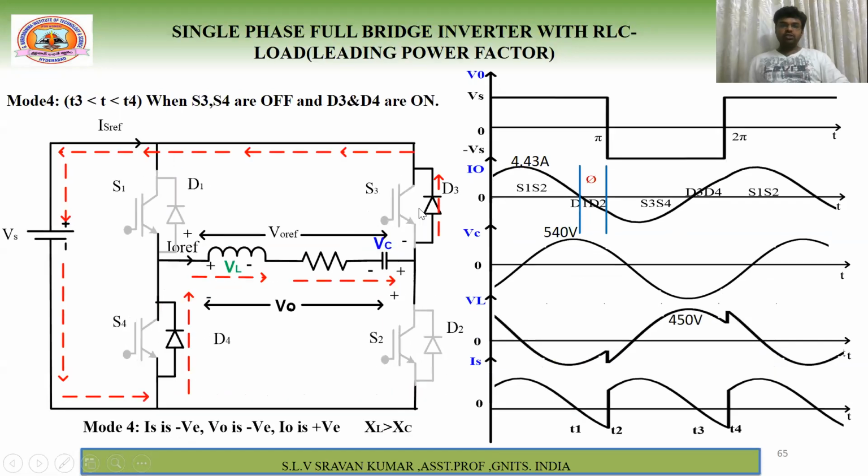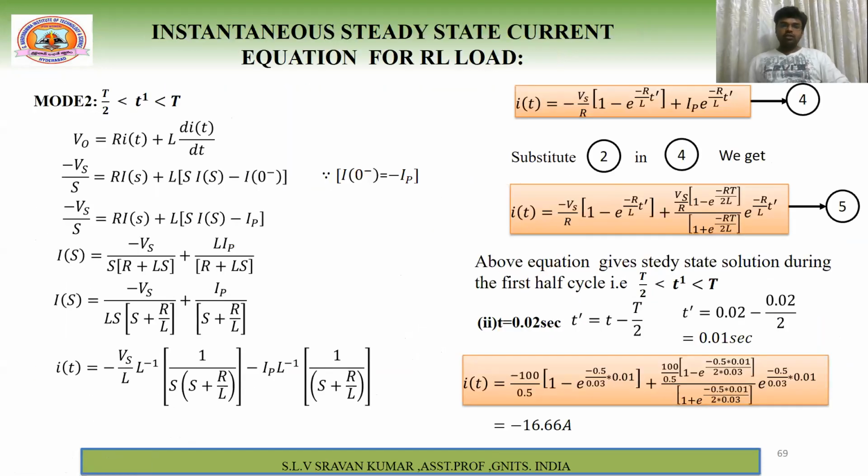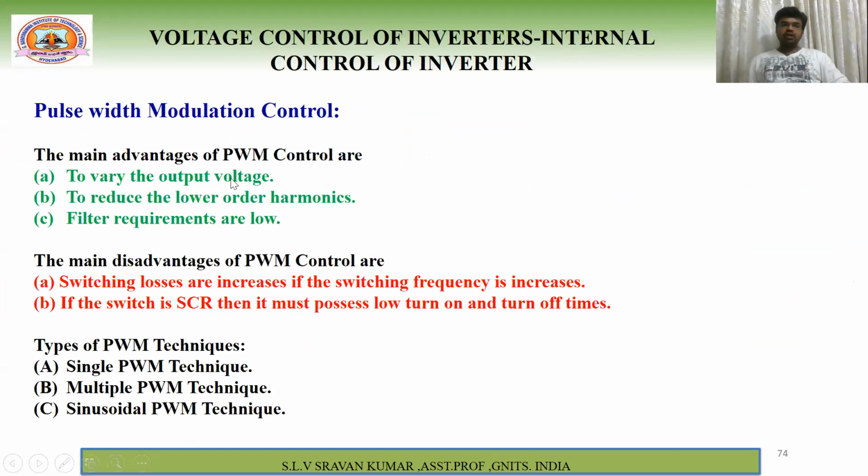Now we will move into the voltage control of inverters. These topics were already discussed in the previous class. Today's topic is internal voltage control of the inverter. The main advantage of PWM control is that it varies the output voltage, reduces the lower order harmonics, and the filter requirements are low. We will see one by one how the harmonics are reduced. The main disadvantage of PWM control is that switching losses increase if the switching frequency increases. One more thing: if the switch is an SCR, it must possess low turn on and turn off time, and it also requires forced commutation.